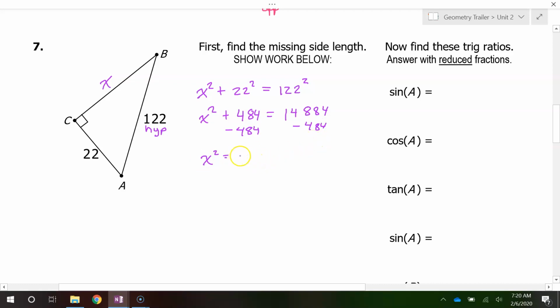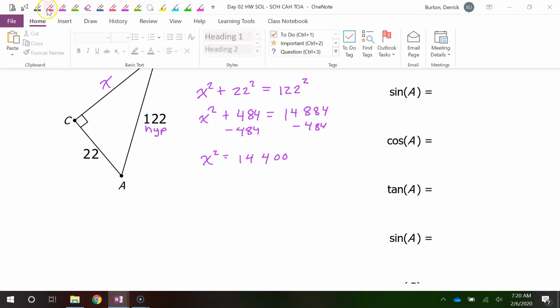Okay, so this should be 14,400. All right, now we have to take the square root of both sides.